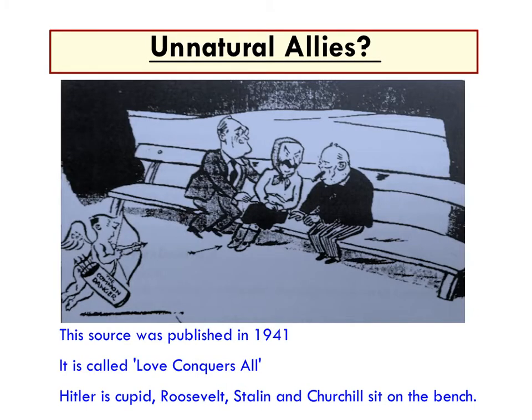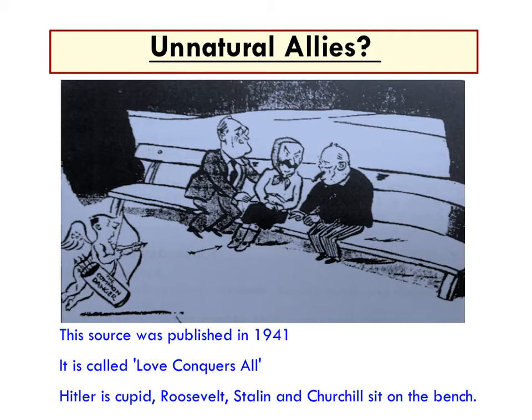So the strangeness of the biggest capitalist power and the biggest communist power working together did not go unnoticed at the time. And you can see in this source that was published in late 1941, it shows Hitler down here as Cupid with his arrow, firing an arrow into Churchill and Roosevelt. And in between Churchill and Roosevelt is Stalin. The source is called Love Conquers All.